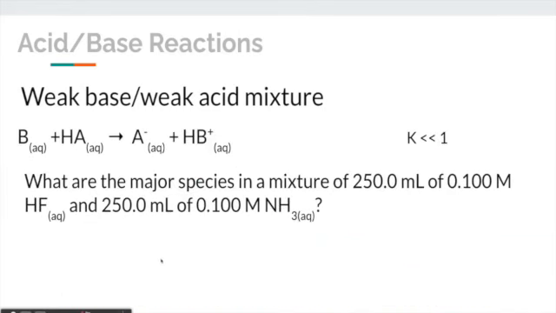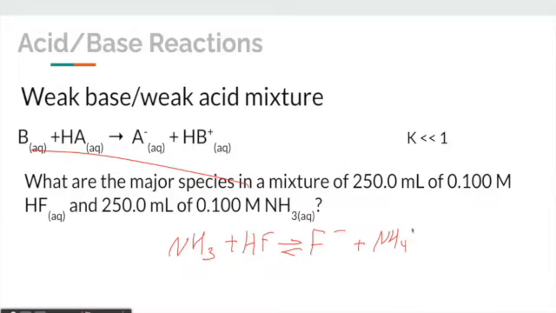What are the major species in a mixture of 250 milliliters of 0.1 molar HF, that's a weak acid, and 250 milliliters of 0.1 molar NH3? Here we have equal volumes of equal concentration of both acid and base, so that simplifies things a bit. According to this pattern that we have up here, we're going to have NH3, that's our weak base, reacting with HF, that's our weak acid, and that is going to produce A minus, that's the conjugate base, in this case F minus, and then the conjugate acid of NH3, which in this case is NH4 plus.